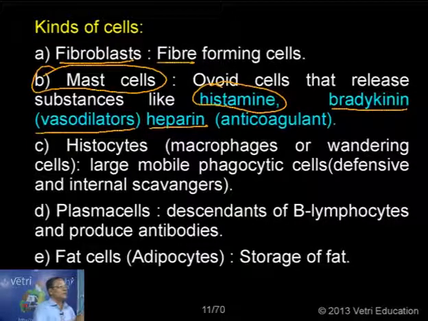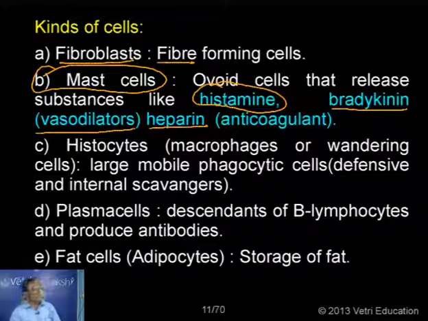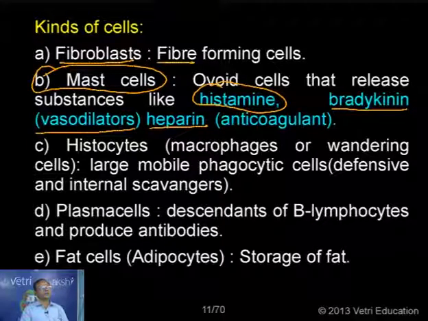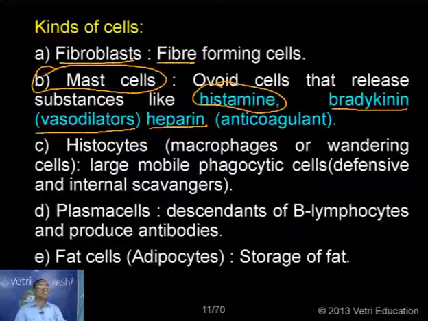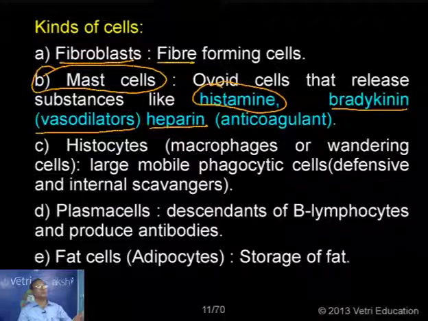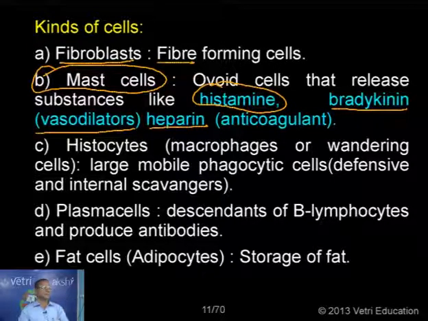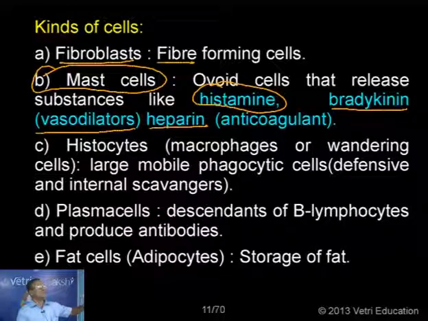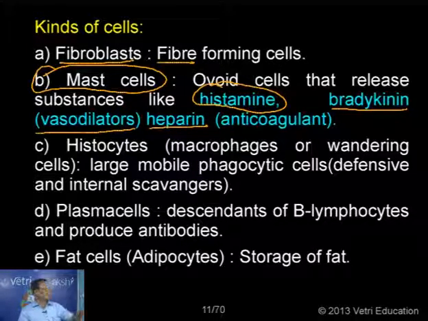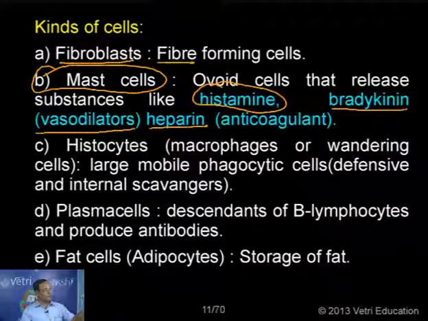Now heparin is a natural anticoagulant. We have artificial anticoagulants, like for example sodium citrate or sodium oxalate. They are being added to the blood in blood banks to keep the blood in fluid state. So anyway, the mast cells are more important. They are providing some defense mechanism, by dilating the blood vessels and also preventing the clotting of blood inside the blood vessels.